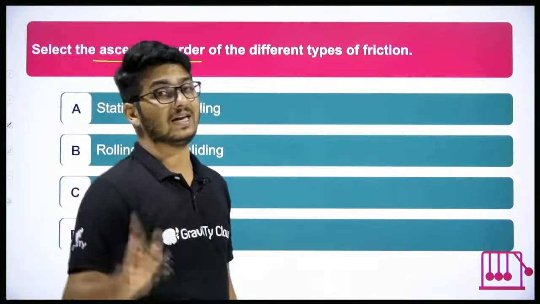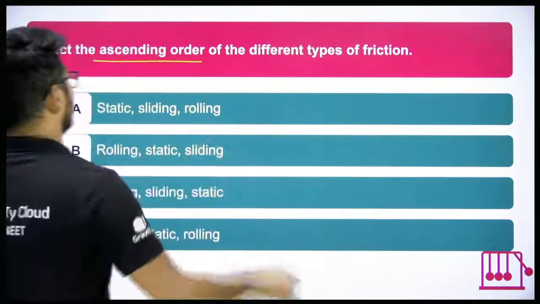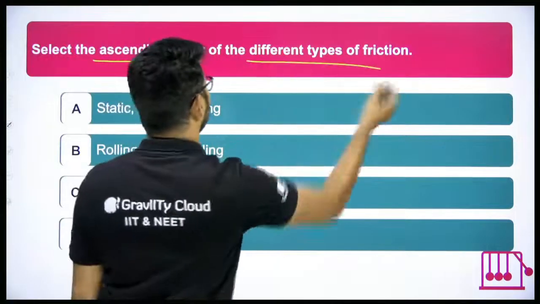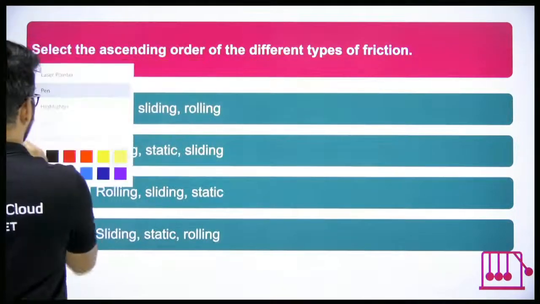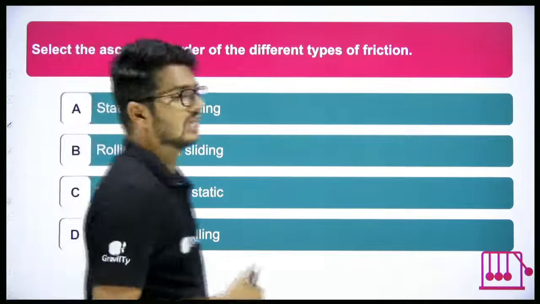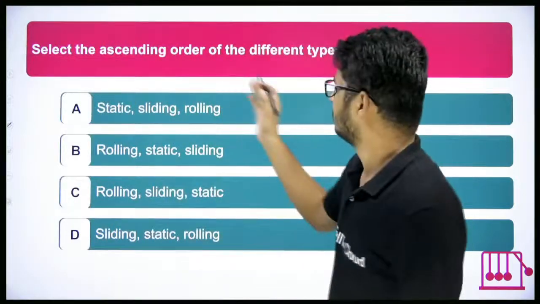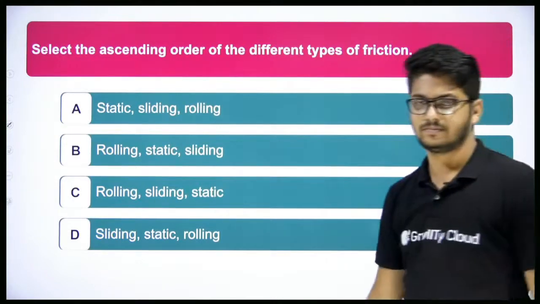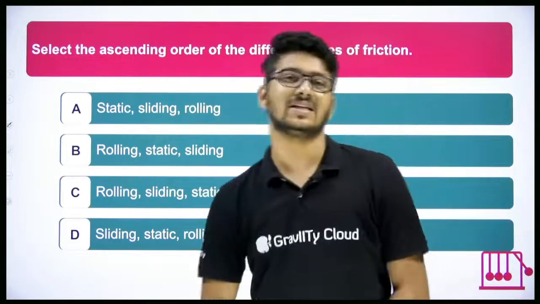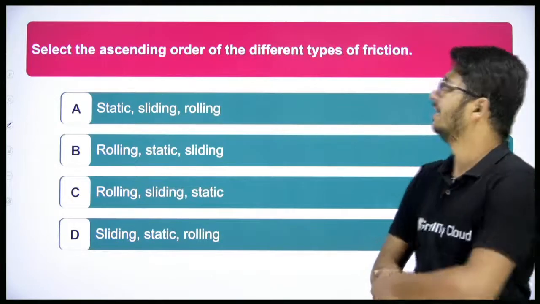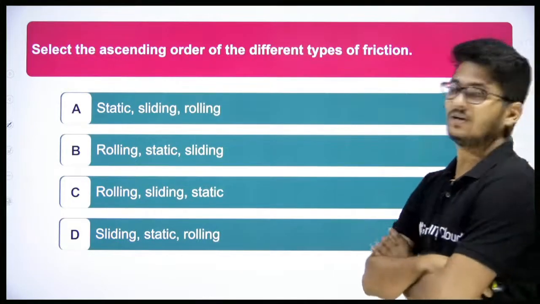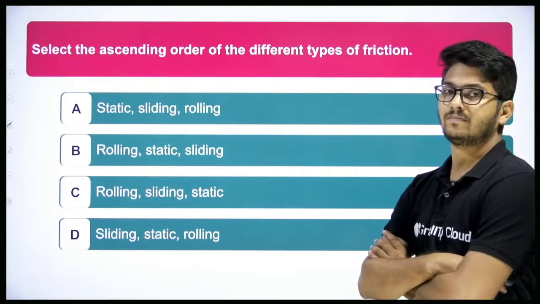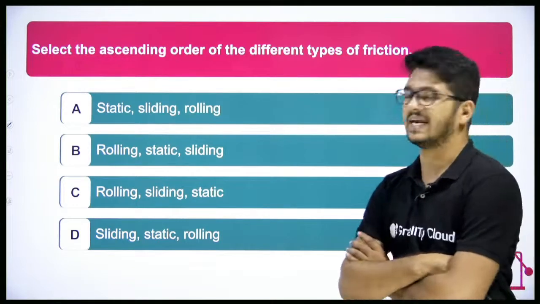You have to be careful about the ascending and descending order. So select the ascending order of the different types of friction. You have static, sliding and rolling. Go through the options and select the correct answer, everyone. We have to select the ascending order. I have 3 types here: static, sliding and rolling.